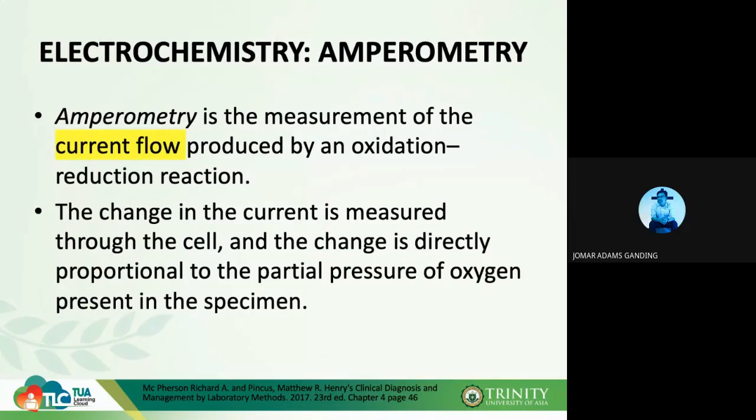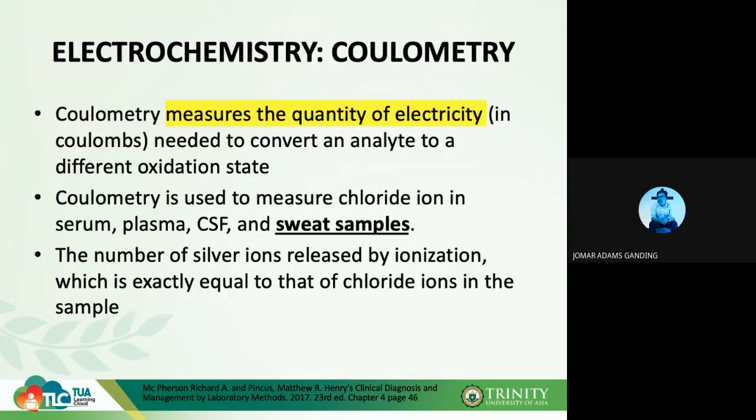Okay? What is amperometry? Amperometry this time is the measurement of the current flow produced by an oxidation reduction reaction. Are we clear? So let me just try to differentiate colometry from amperometry. So here, you applied electricity to oxidize. So what you are measuring is how much should I need to apply for it to oxidize.